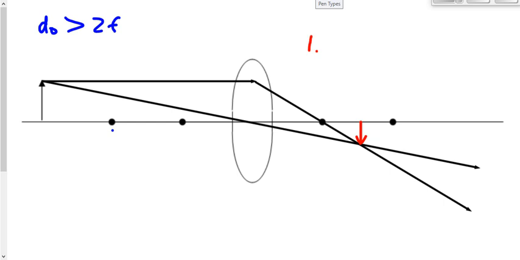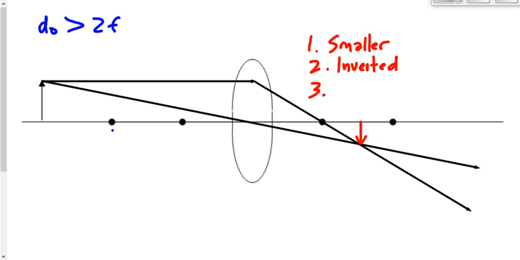What are the characteristics of that image? It doesn't matter what order you give these to me, by the way. Number one, it's smaller. When you look at that red arrow relative to the black arrow, the red arrow is smaller. The image is smaller than the object, so we've not magnified it, but made it smaller. Two, what's the second one? It's either upright or inverted, and this one is inverted. It's upside down.